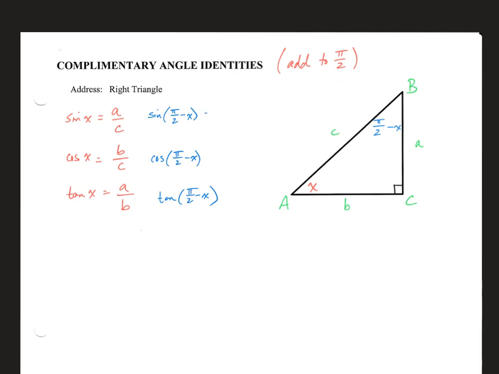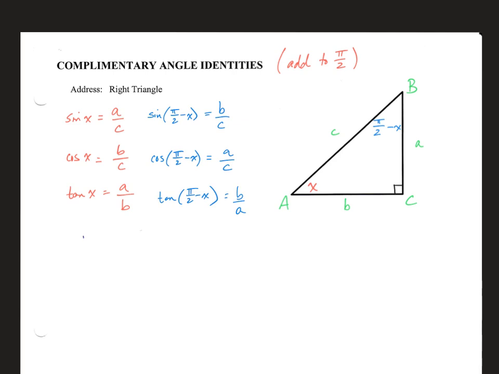So hopefully we're pretty quick at being able to do that. From the other perspective, I would have B over C. My adjacent over hypotenuse would be A over C. And my tan would be B over A. Pretty quickly then, we should be able to make a conclusion based on what we see in the red ratios and what we see in the blue ratios, that we can draw some pretty important conclusions.